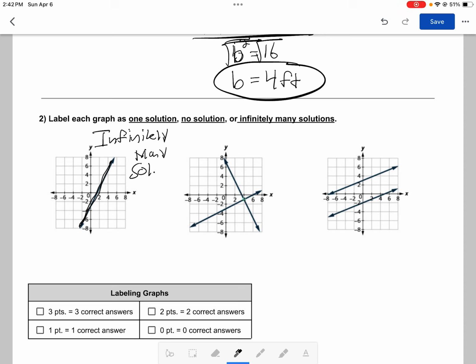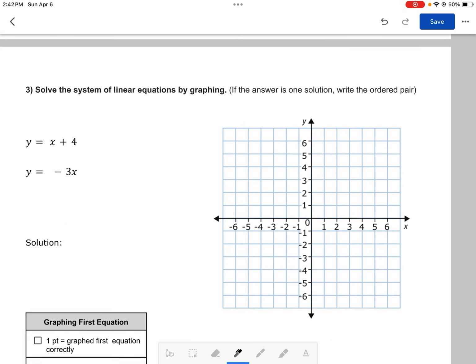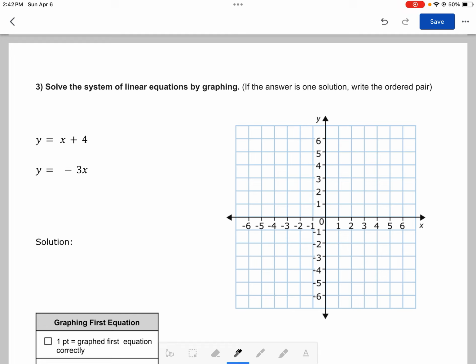The second one, I can see it meets at one point, so I know this is going to be one solution. And the last one, these are parallel lines, and parallel lines we know never cross, so this is going to be no solution. Flipping over to number 3, it says solve the system of linear equations by graphing.